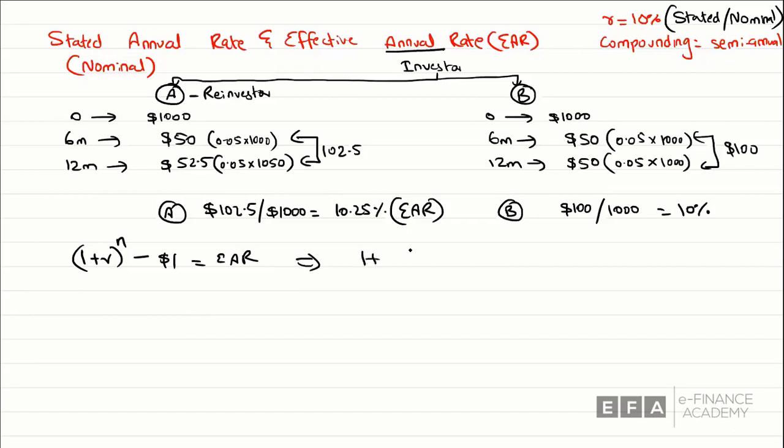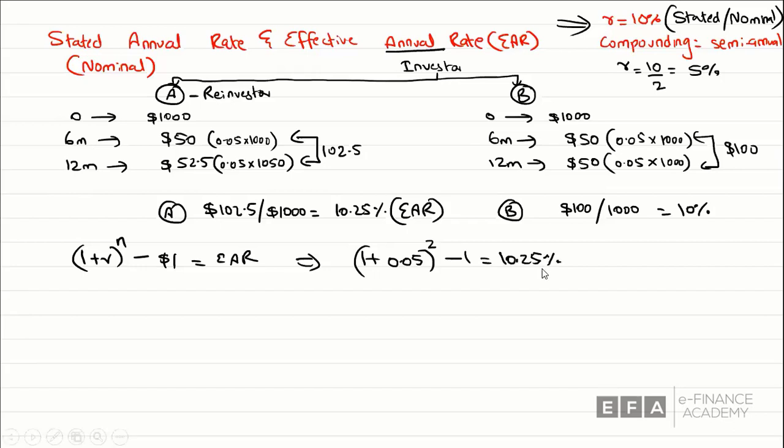In this particular example for investor A, who is a reinvestor, we'll say 1 plus the semi-annual rate. How much is the semi-annual rate? Because the annual rate is 10%, R should be 10 divided by 2, which is 5% per 6 months. So let's say 1 plus 0.05 to the power of the number of periods. How many semi-annual periods are there in a year? Of course, 2. 1 times 2 is 2. Minus 1. The answer you should get is 10.25%.